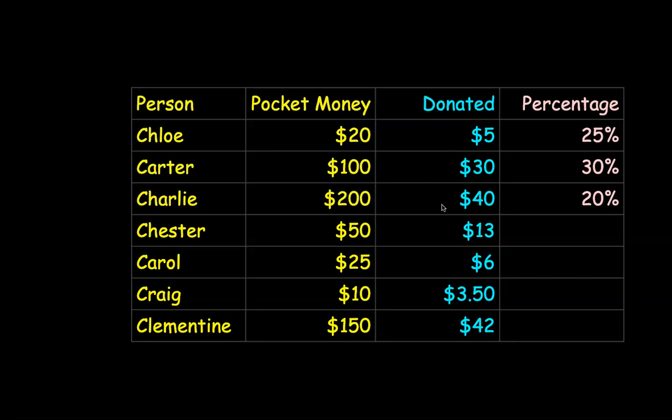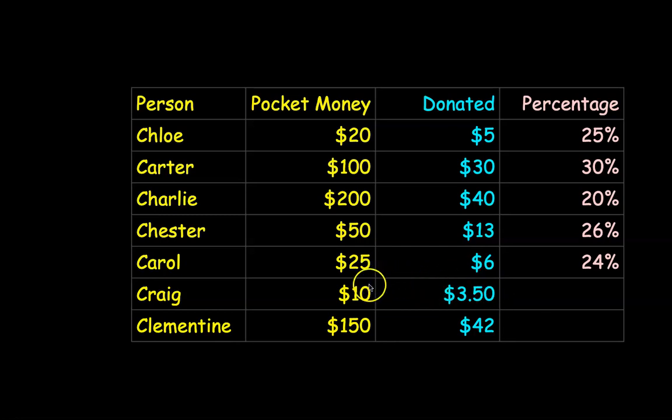Chester gives away $13 out of $50. So if Chester had $100, how much would he give away? $26. So $26 out of 100 is 26%. Carol has given $6 out of 25. So now to make this 100, I need to multiply by 4. 25 times 4 would give me 100. So then I need to do the same here. 6 times 4 is 24. Gives me 24%.